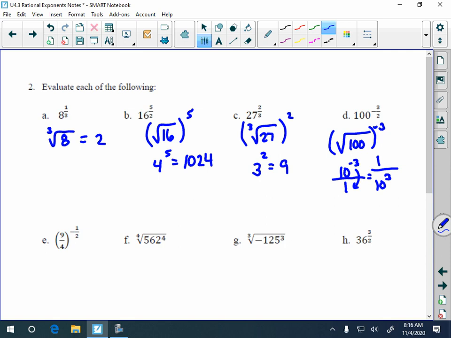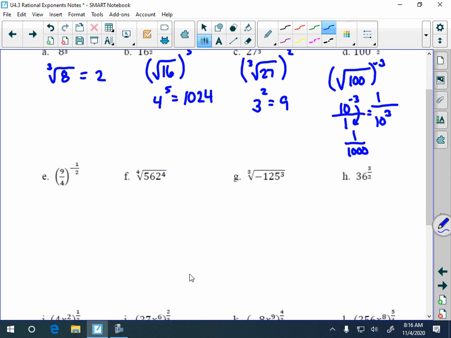Now 10 to the 3rd can be multiplied out. 10 times 10 times 10, so it's going to be 1 over 1,000. Right, so 10 to the negative 3 power is 1 over 1,000. All right, so let's keep going.